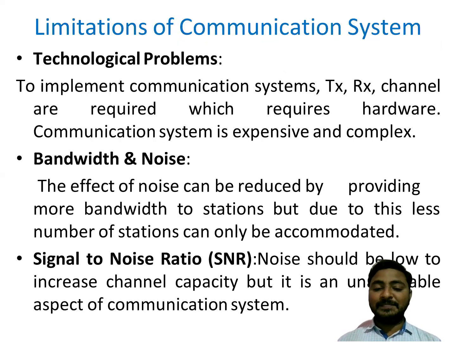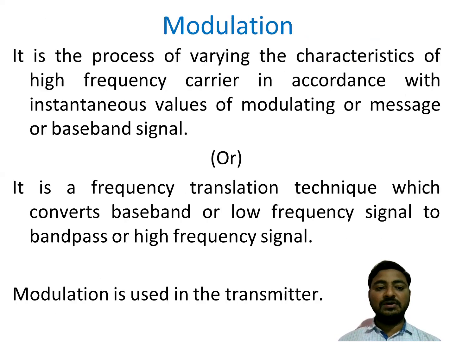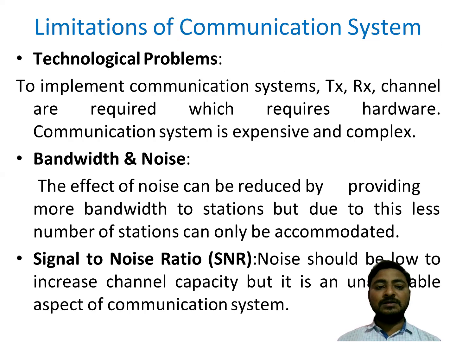Next are the limitations of the communication system. First is the technological problem. Next is bandwidth and noise problem. Second is the signal to noise ratio. So first, the technological problem. To implement the communication system, transmitter, receiver, and channel are required, which require hardware, so the communication system is expensive and complex.